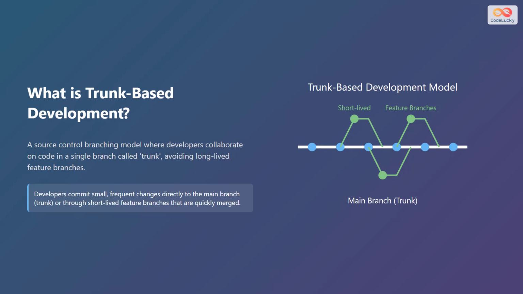The key idea here is that developers commit small, frequent changes directly to the main branch. Alternatively, they might use short-lived feature branches. These short-lived feature branches are quickly merged back into the main branch. This approach promotes continuous integration and faster feedback loops.